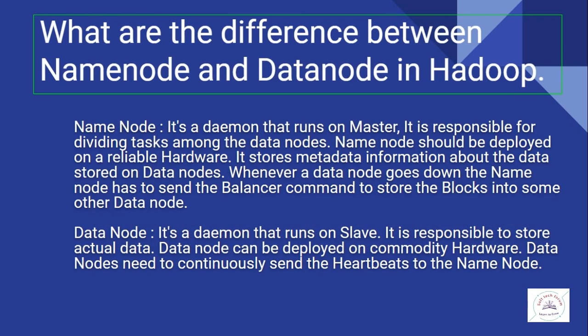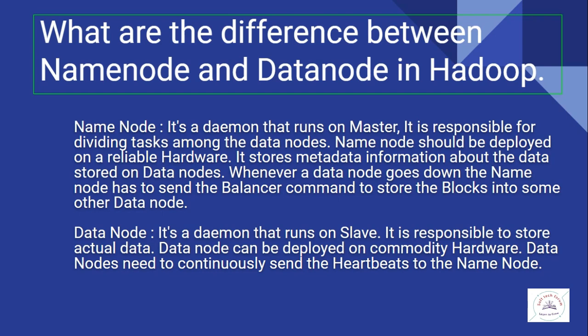What are the differences between Namenode and Datanode in Hadoop? Namenode. It's a daemon that runs on master. It is responsible for dividing tasks among the data nodes. Namenode should be deployed on a reliable hardware. It stores metadata information about the data stored in data nodes.